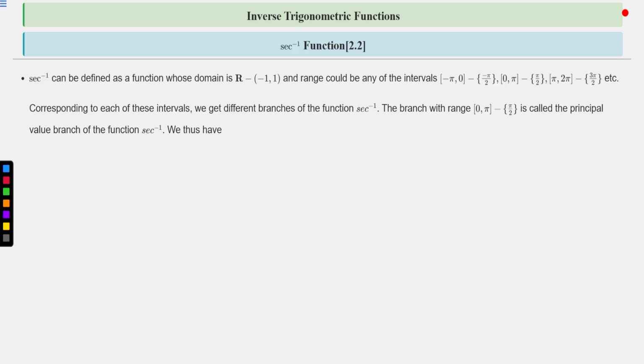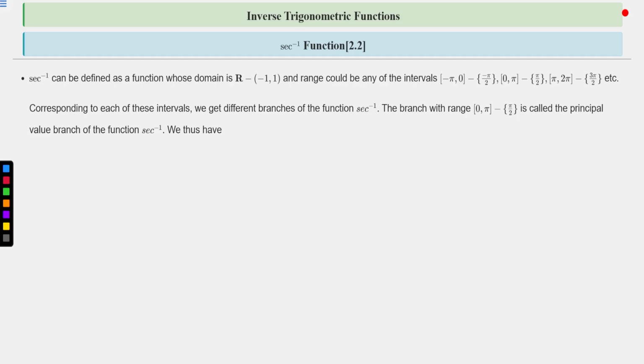Sec inverse x. Similarly, sec inverse x can be defined as the function whose domain is all real values except minus 1 to 1, and range could be any one of the intervals minus pi to 0 except minus pi by 2, 0 to pi except pi by 2, pi to 2 pi except 3 pi by 2, etc. Corresponding to each of these intervals, we get different branches of the function sec inverse, right? The branch with range 0 to pi except pi by 2 is called the principal value branch of the function sec inverse.